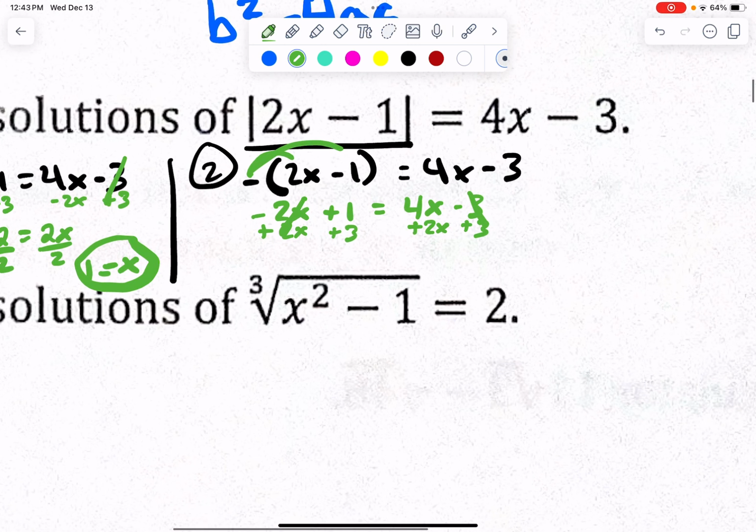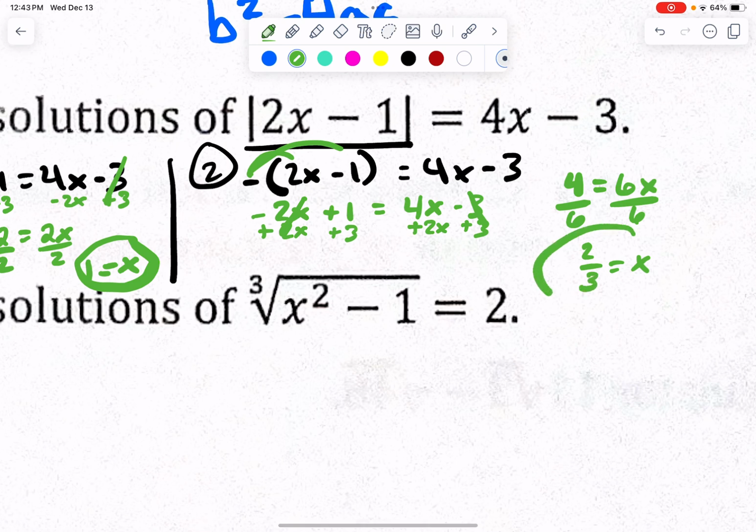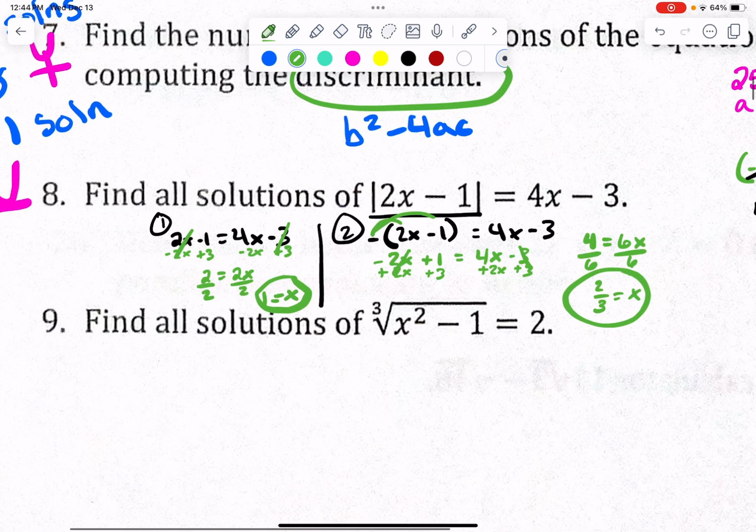So I get 4 equals 6x. And if I divide by 6, x equals 4 over 6, or 2/3. So I have two solutions, 1 and 2/3. Okay, all right, hopefully that was good.